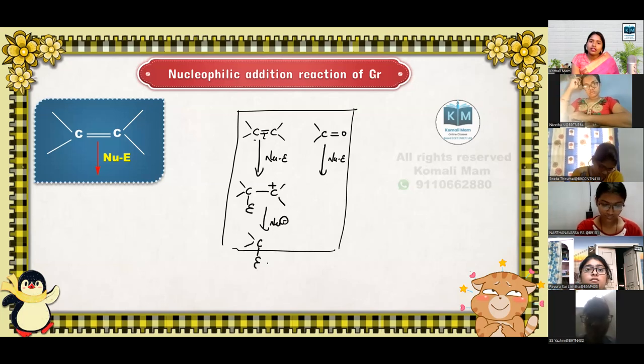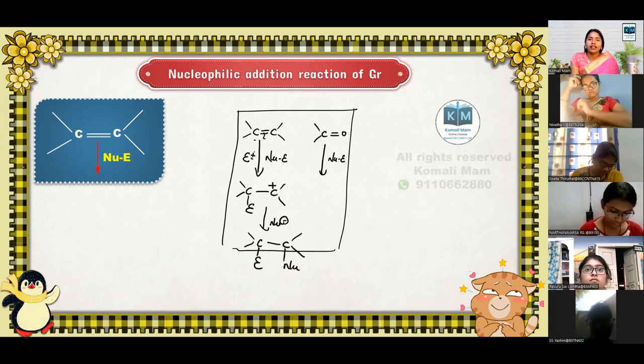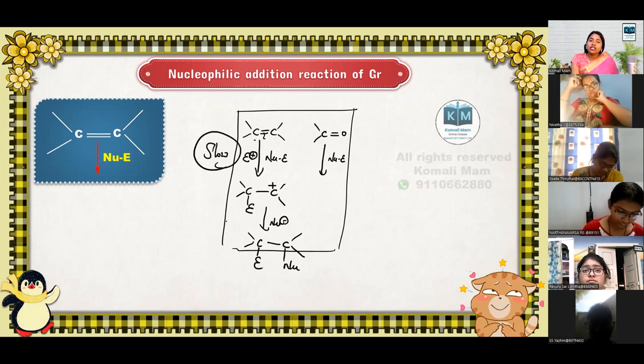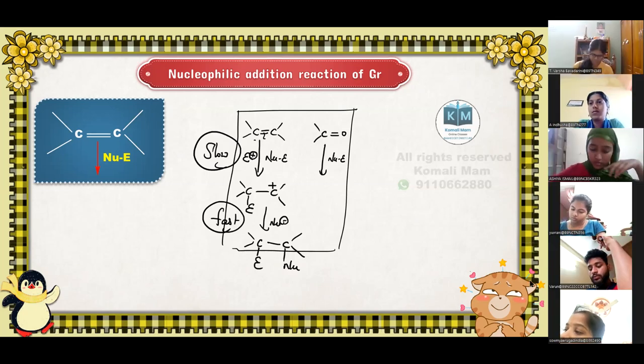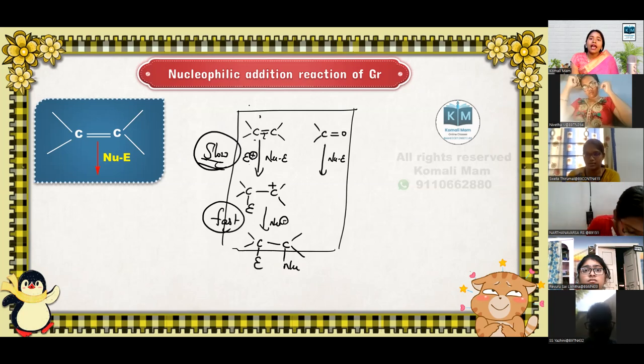After that, the nucleophile goes and attacks. Do you understand? First the electrophile attacks; next the nucleophile. The electrophile is attacking in the first step. This step is a slow step. The first step is slow, the second step is fast. Ma'am, how will I come to know which is a slow step and which is a fast step? That we cannot find. That is based upon experiment. So here the electrophile is attacking in the slow step. So these are electrophilic addition reactions.